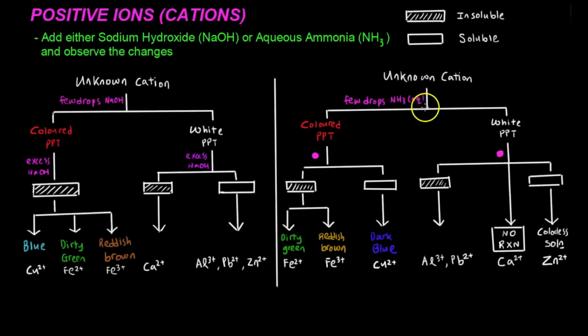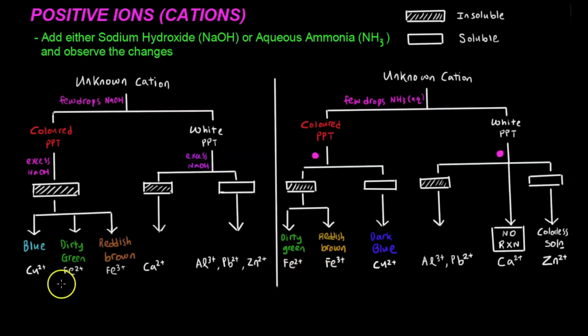Let's take a look at NH3. I have an unknown cation, same here. I add a few drops of aqueous NH3. When it turns colored, then I add more. This just means excess NH3. I add excess NH3, and now there are two roads. The first one is insoluble again, like the previous one. Then I see the color. If it's dirty green, it's Fe2+. If it's reddish brown, it's Fe3+.